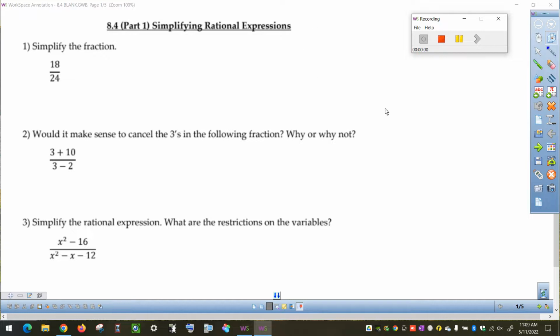To help us think about simplifying rational expressions, which is really just a fraction that involves a variable, we're going to begin by thinking about how we would simplify a regular fraction that has no variables at all, just the numbers 18 and 24. So I want you to take a moment here on your paper. Go ahead and simplify that fraction down, reduce it as far as you can go, using any method.